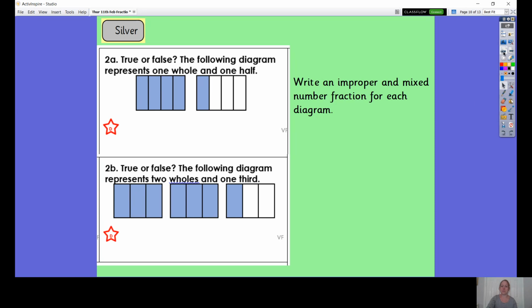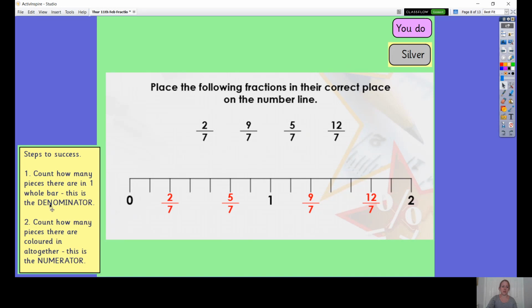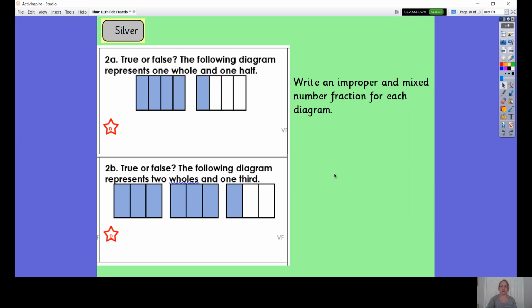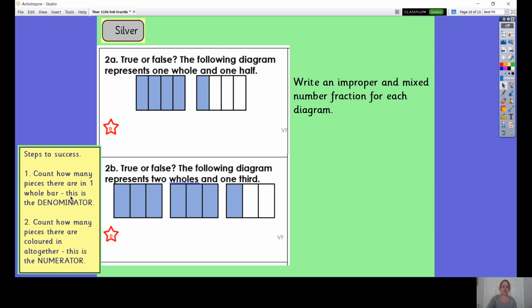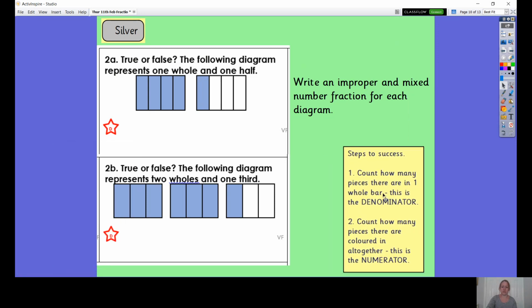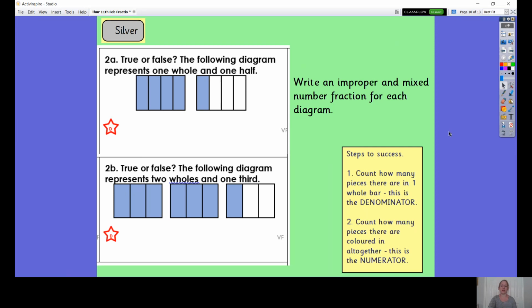Okay, so that's that. And what I will do in a moment is just pop that steps to success on there as well, because that's quite helpful. Okay, so pause here and have a go at silver, and I think everyone needs to have a go at silver before they move on today, please.